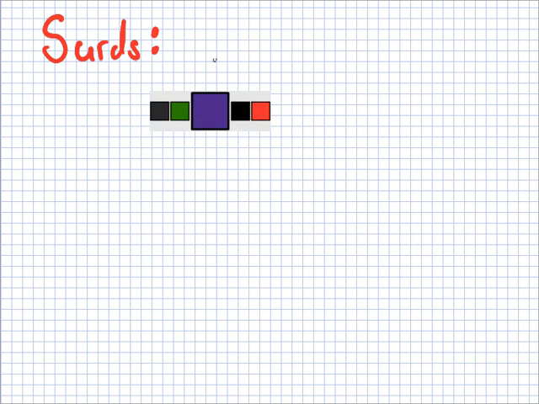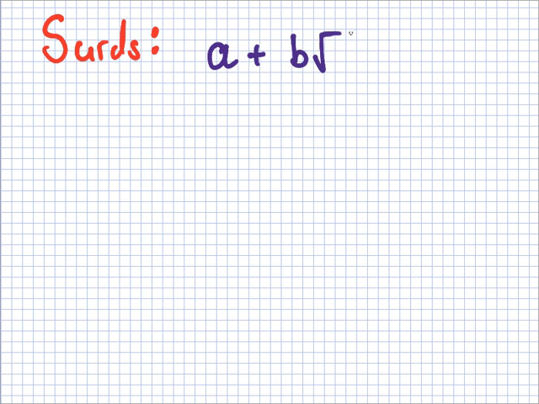Okay, so next lesson now. We're going to have a look at something called surds. And surds are things in this form: a plus b root c. Sometimes the a could be 0, that's fine. But usually the b is the one that's not 0, or the c as well is not 0. Anyway, these are called surds.